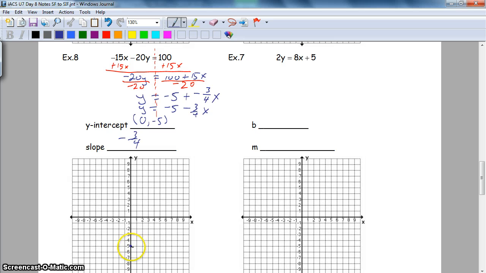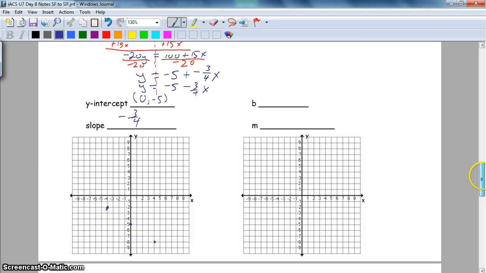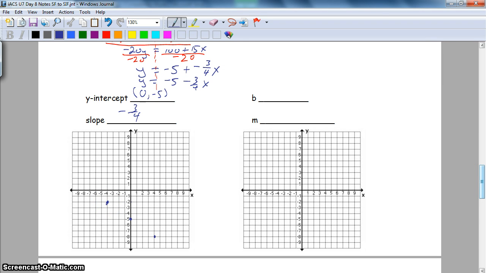Negative 5. 1, 2, 3. 1, 2, 3. All these negative slopes. Man, oh man. 1, 2, 3, 4. Lots of negative slopes. I didn't really mean for that to happen, but that's how it worked out.